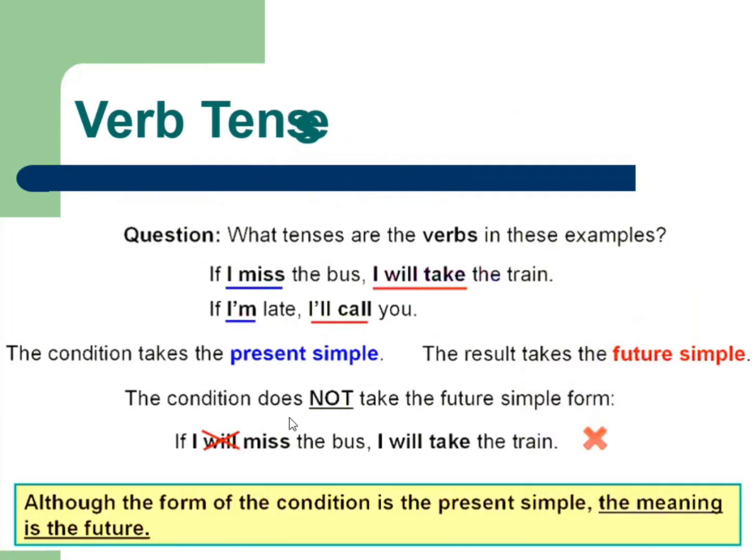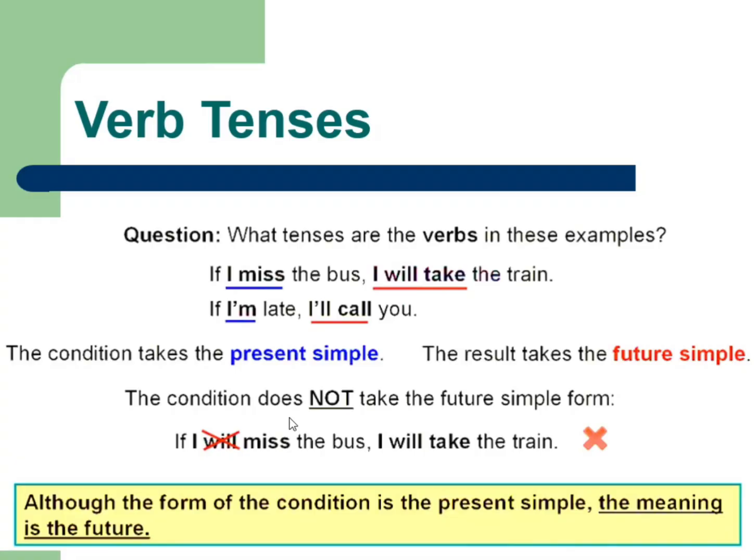Okay, let's see what tenses we use here. What tenses are the verbs in these examples? If I miss the bus, I'll take the train. If I'm late, I'll call you. The condition takes the simple present tense. The result takes the future simple. The condition does not take the future simple form.